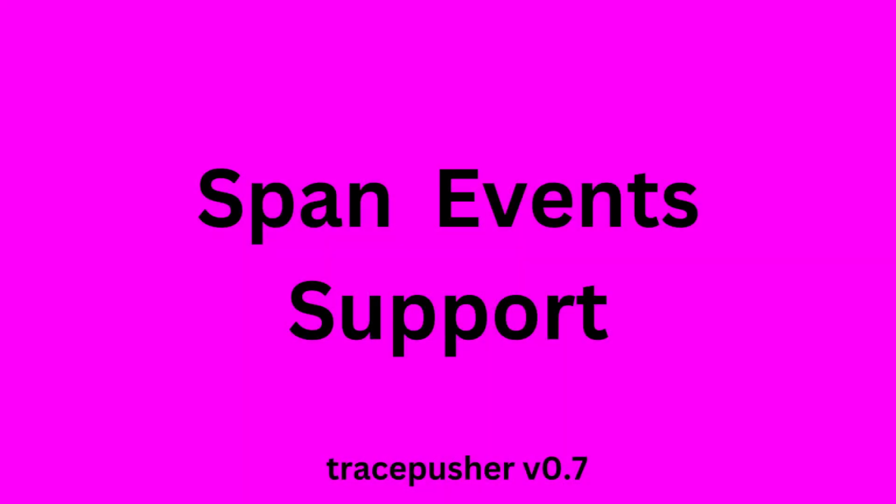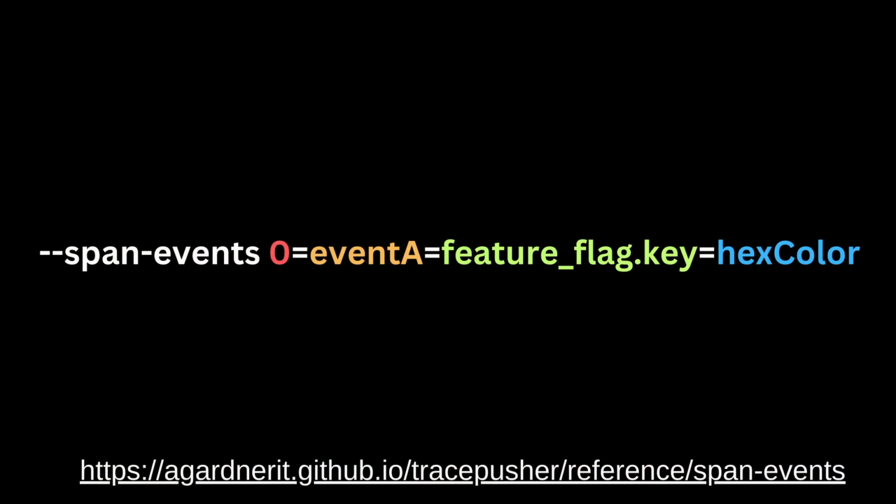The big news for 0.7 is that tracepusher now supports span events. That means you can attach as many events as you like to each span. The syntax is similar to the span attributes introduced in 0.6, where you define the time offset in milliseconds as the first parameter. That is the amount of time from the start of the span to where you want the event to appear. Most people are just going to leave that as 0. So the event will start at the beginning of the span.